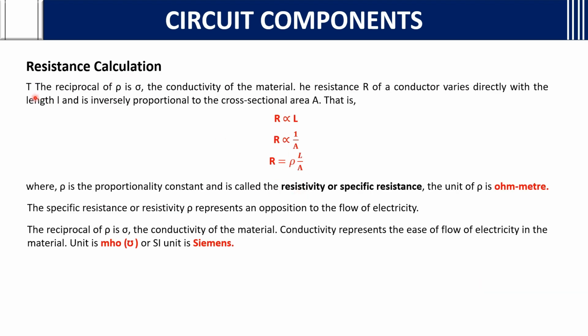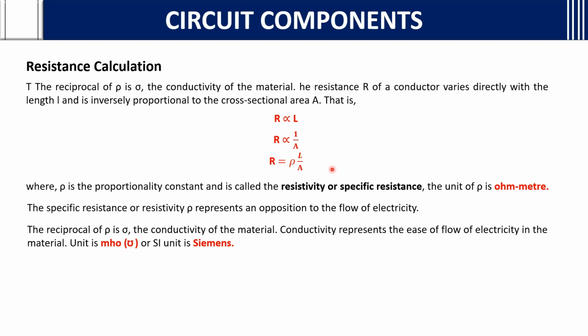Resistance calculation. The reciprocal of rho is conductivity, and rho is resistivity. The resistance R of the conductor varies directly with the length L and is inversely proportional to the cross-sectional area A. That is, R is directly proportional to L and R is inversely proportional to A. R is equal to resistivity rho into L by A.